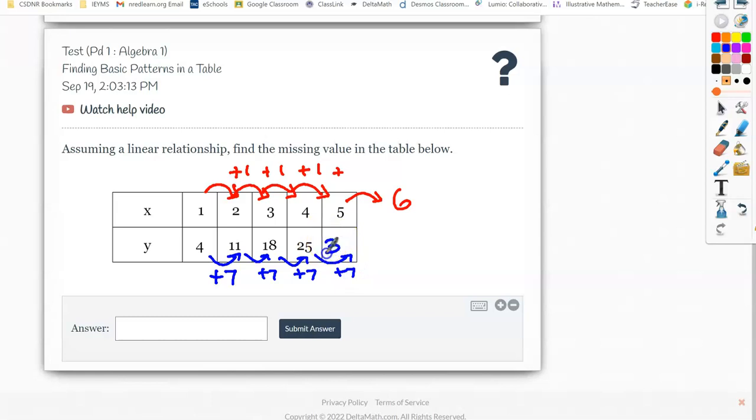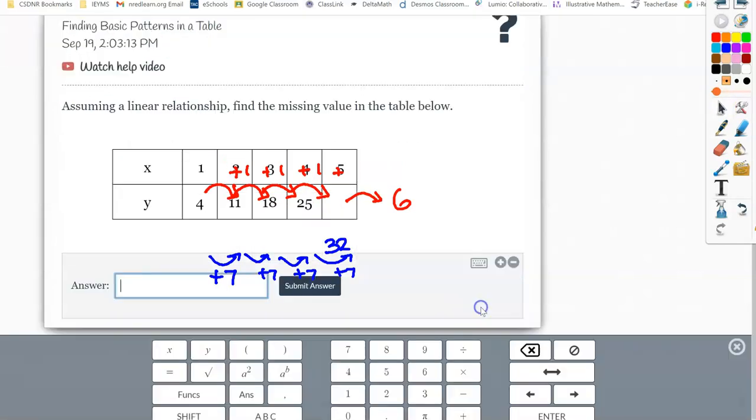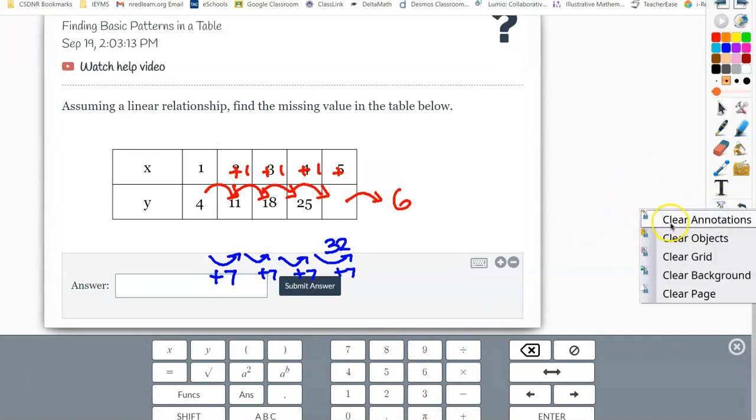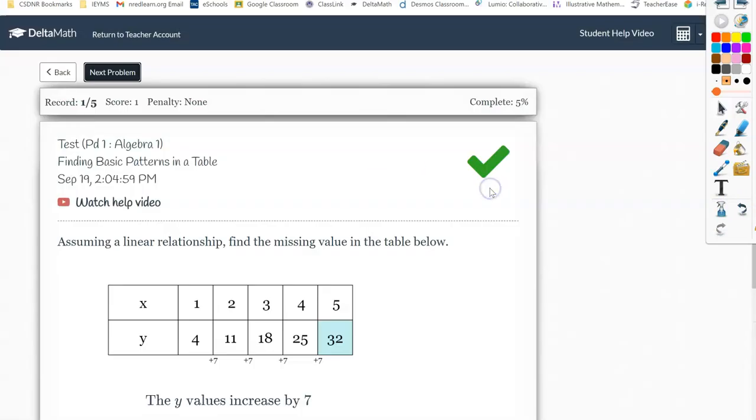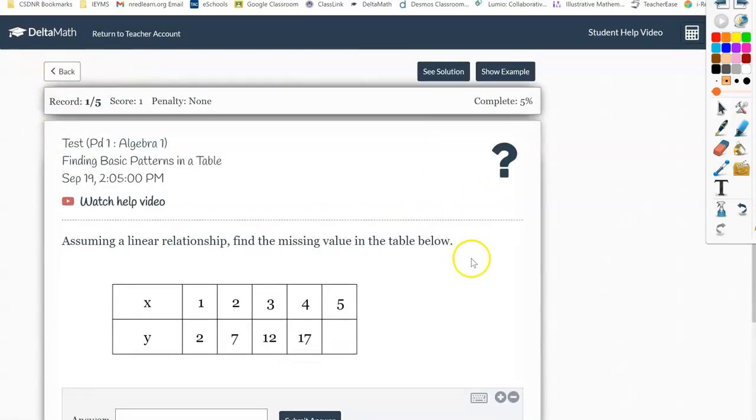So 25 plus 7 is 32. I would go ahead and type that here in my answer box. 32. If you don't have a keyboard, you can click here and the Delta Math keyboard will appear. So 32 and submit answer. All right, let's try this one more time.